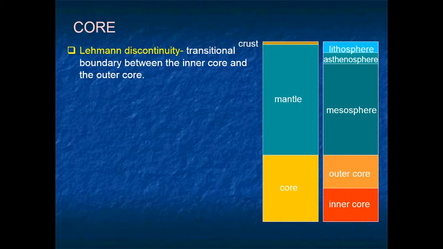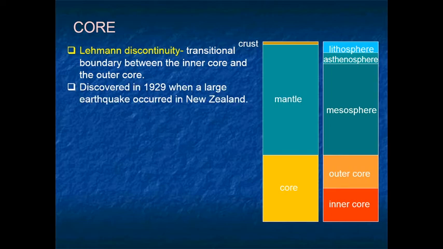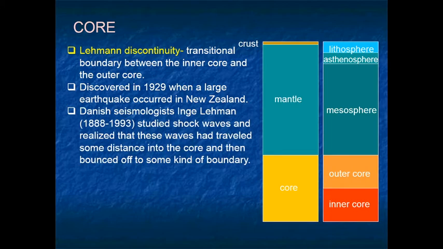And of course, we also have the transitional boundary between the inner core and the outer core. They are both composed of iron and nickel, but in between the layers we have what we call the Lehmann discontinuity. It was discovered in 1929 when a large earthquake occurred in New Zealand, and it was discovered by a Danish seismologist.